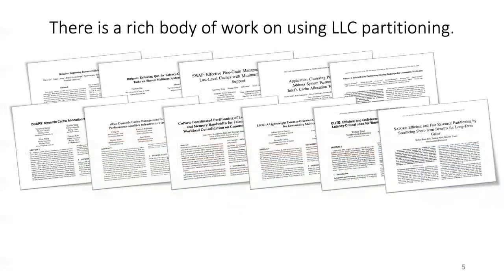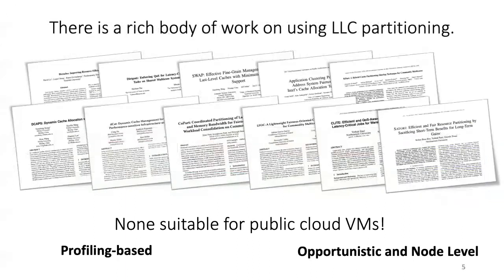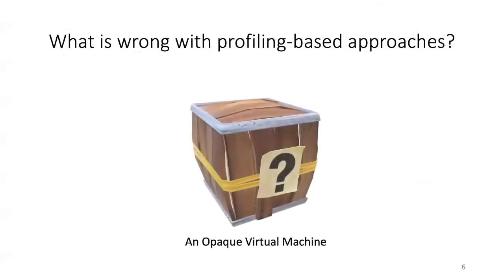There has been a rich body of work applying last level cache partitioning techniques to make applications run faster, with higher throughput. Unfortunately, none of them quite maps to the requirements of public cloud VMs for two primary reasons. One is that they are all profiling based, and also they often work at the node level and are opportunistic. So typically in public clouds, virtual machines are opaque. We don't know exactly what is running inside it. Or even if we can get some profiling data, we cannot really map that to the expectation of the user.